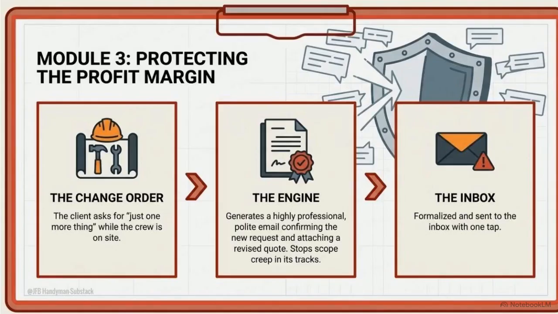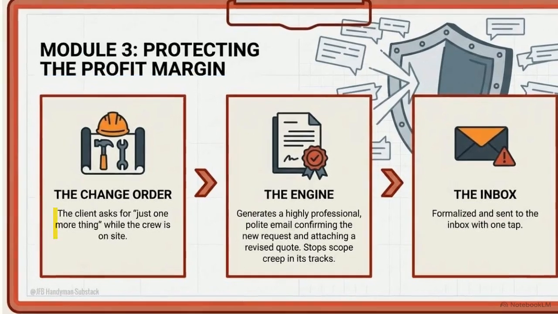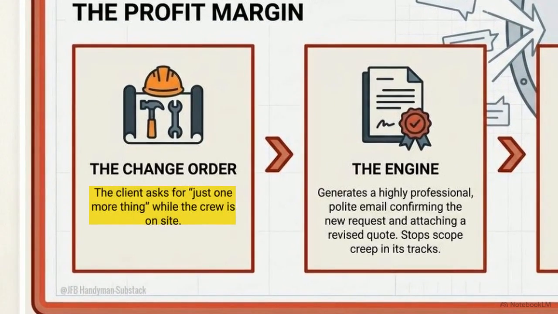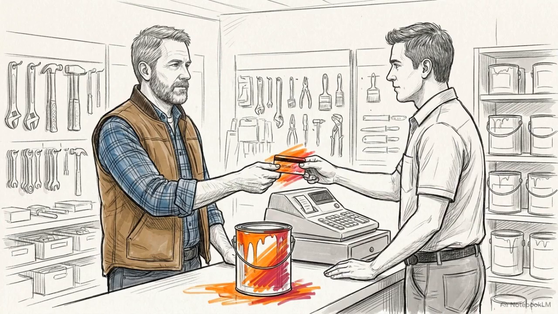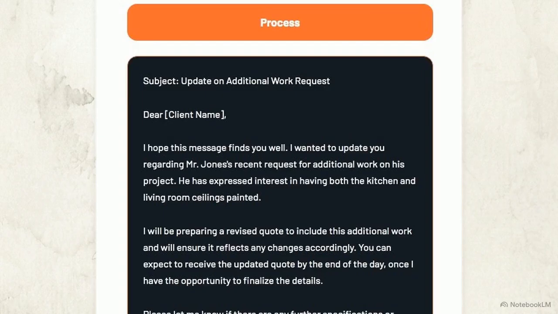Module 3 is for client change orders. It's designed for the scenario where a client asks for just one more thing, like painting a ceiling while the crew is already on site. If you agree to these changes verbally without documentation, you often end up eating the unbilled costs of that extra labor and material. By dictating the request into this module, you generate a professional email confirmation.